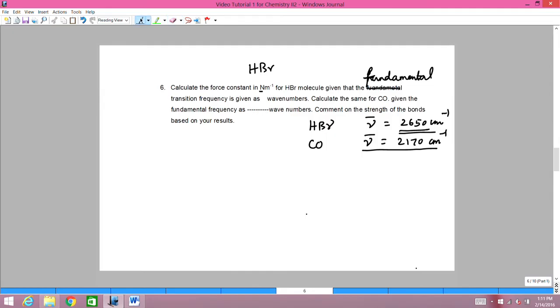First of all, remember from the elementary vibrational spectroscopy that the fundamental frequency nu in hertz is given as 1 by 2 pi square root of k by mu. Mu is the reduced mass of the diatomic molecule.